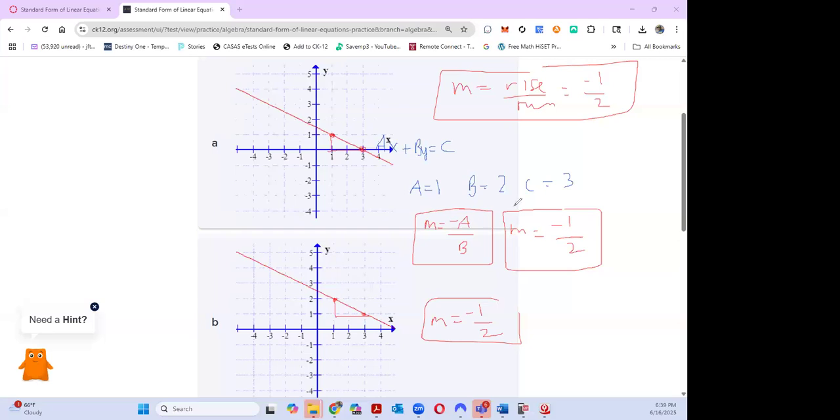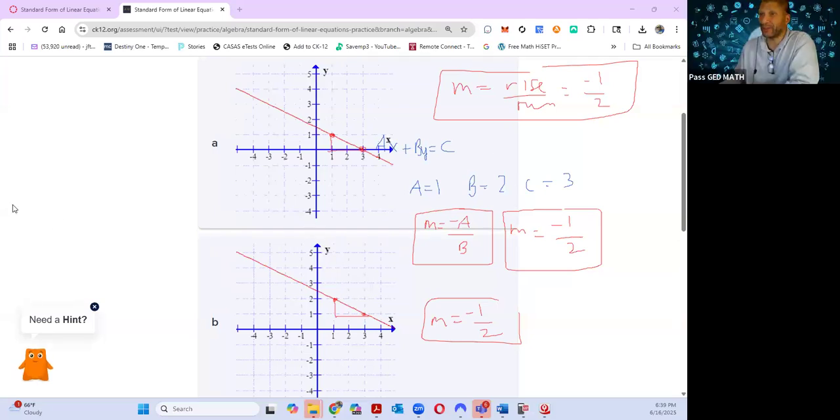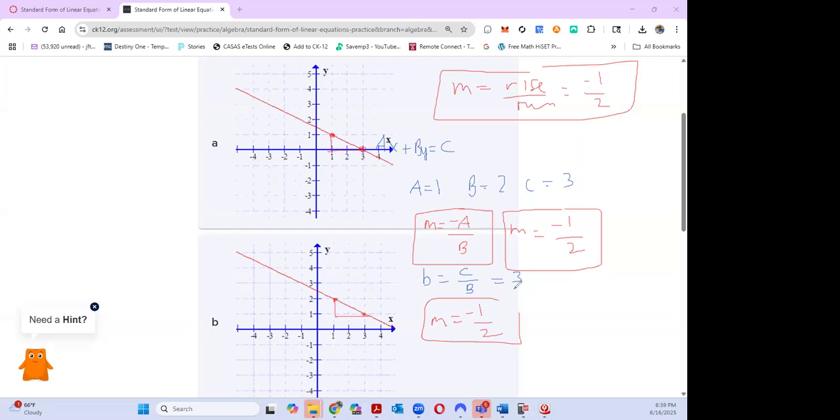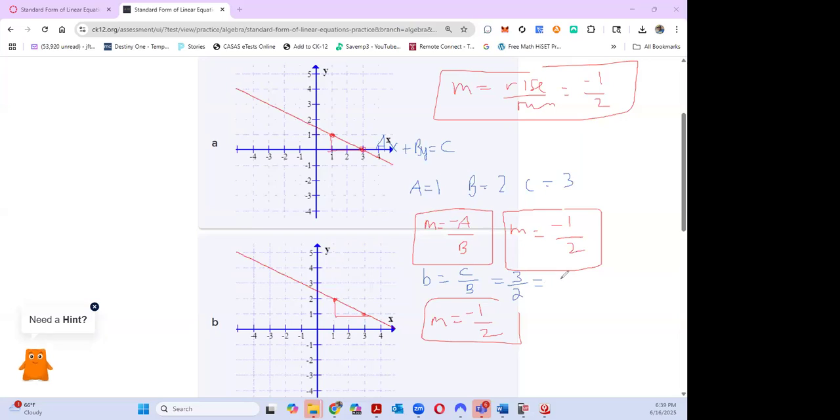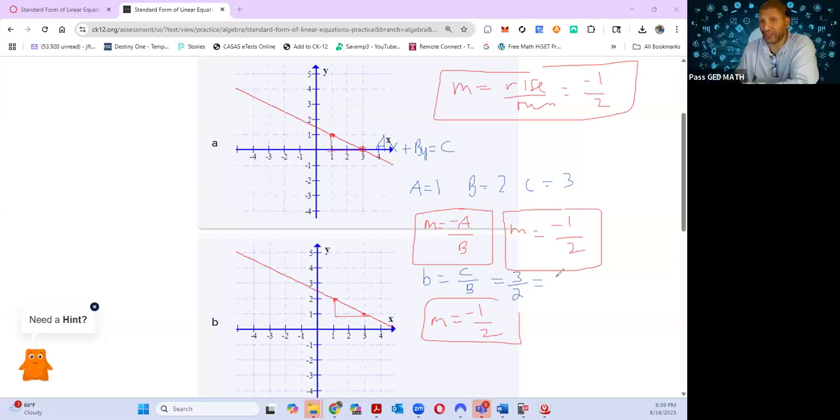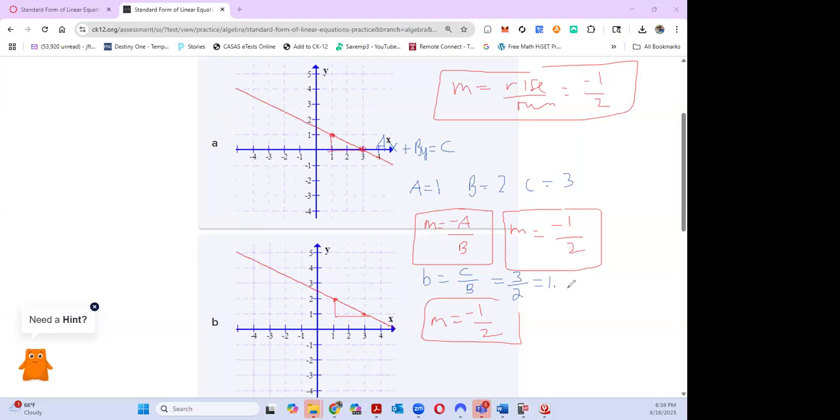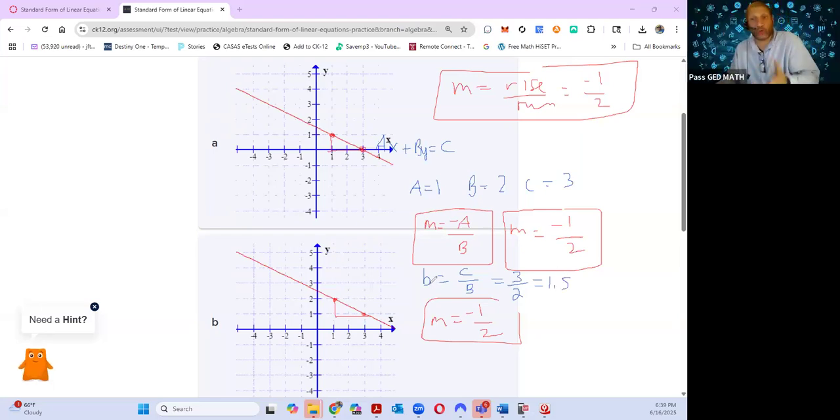Understand that? So now we have to find the y-intercept. I'm going to change my color back to blue. B is equal to C over B. C is what? 3. B is what? 2. So 3 over 2. If we change that to a decimal, what is it? If you don't know, put it in your calculator. Tell me what 3/2 is as a decimal. 1.5. So that means my line is crossing the y-axis at 1.5. Where's my line crossing right there?